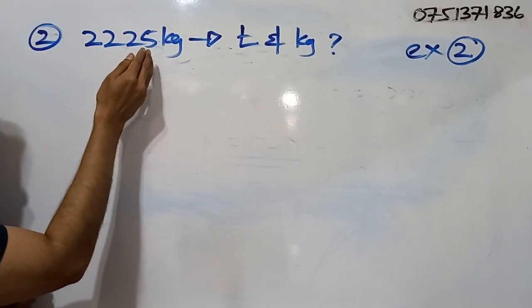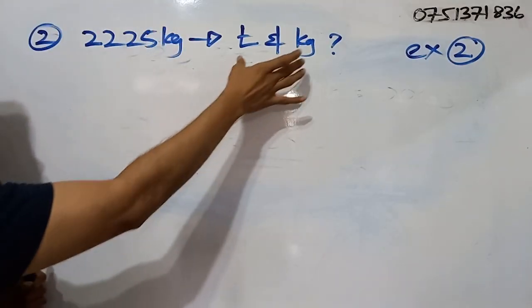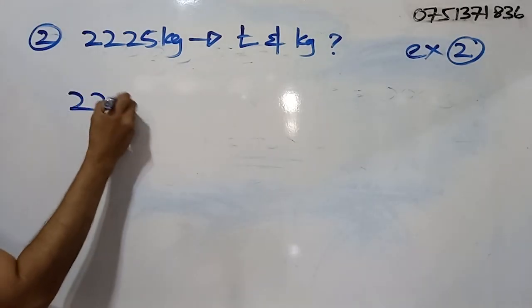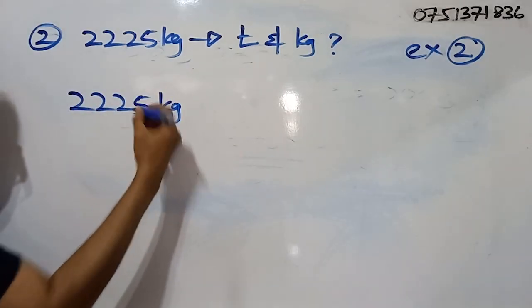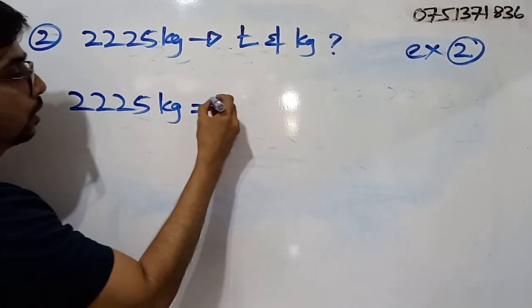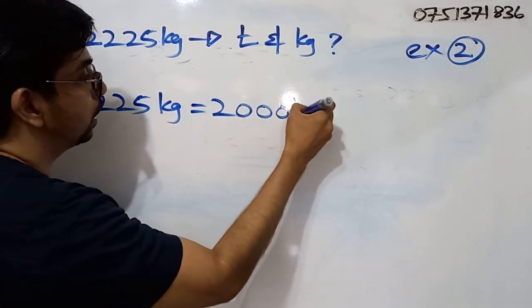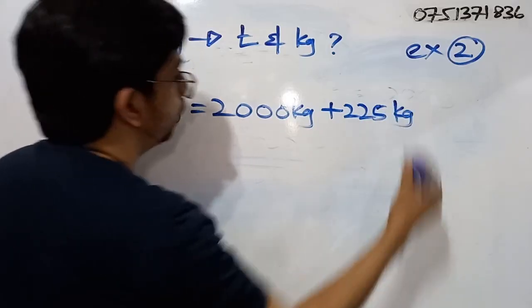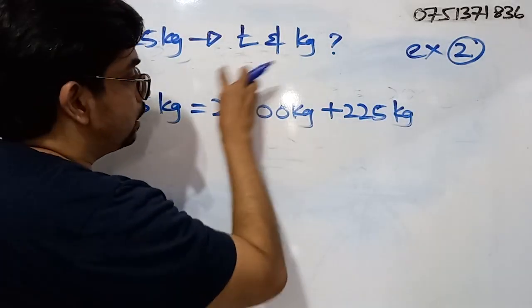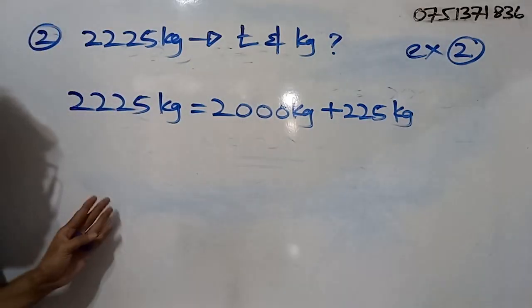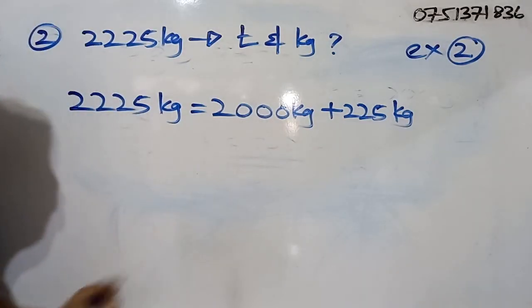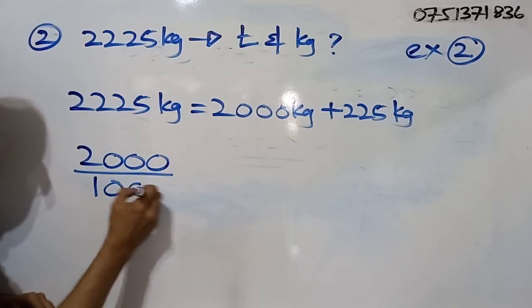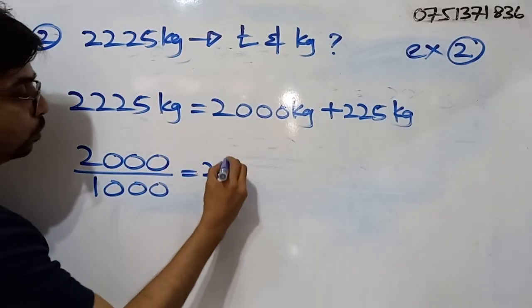Part 2. We have 2225 kilograms. This entire amount we have to convert into what? Tons and kilograms. So 2225 kilograms, we can rewrite this as what? 2000 kilograms plus 225 kilograms. Now this 2000 kilograms, we can convert it into what? Tons. So 2000 we can divide by 1000. What do we get? 2 tons.